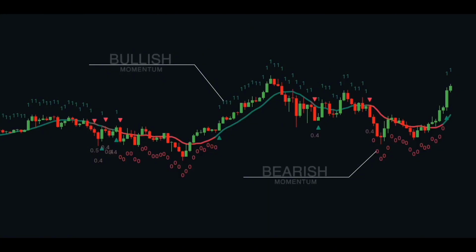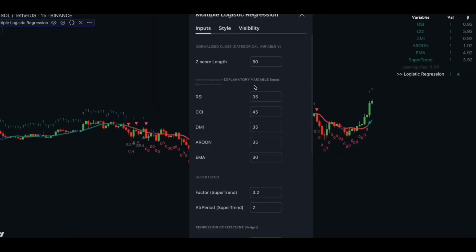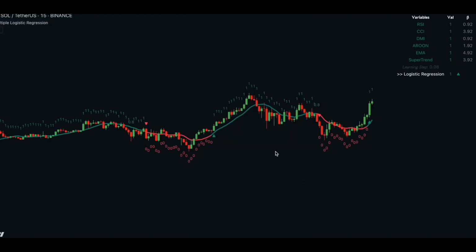The indicator settings are highly customizable. To increase the indicator's accuracy, I suggest setting the z-score length to a higher number. For example, let's set it at 100. This way, signals will become less frequent, but more accurate. Input variables can also be customized, but I prefer default values.